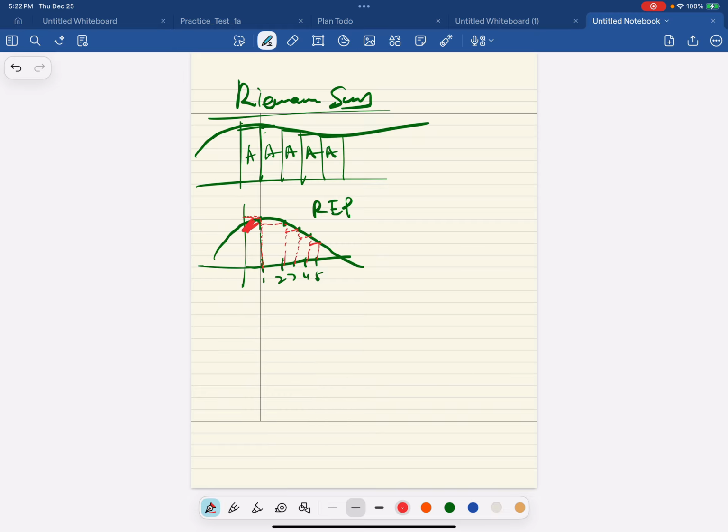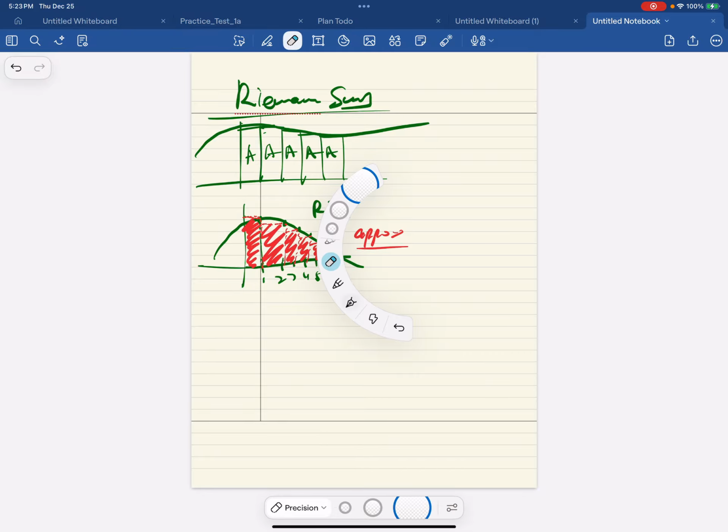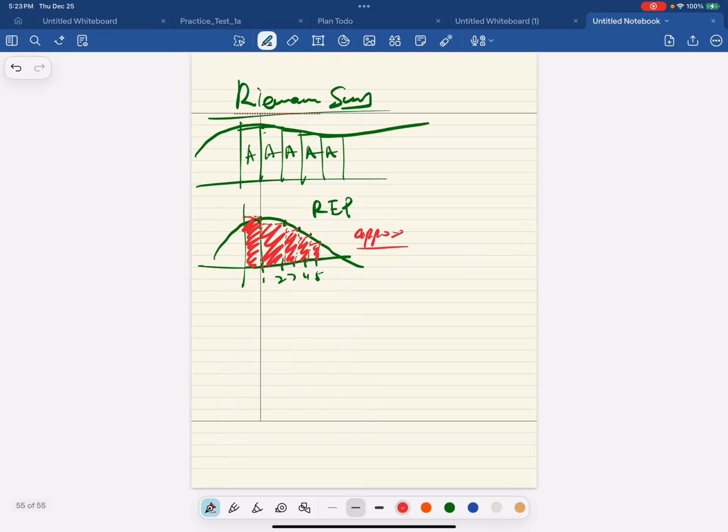And we're going to add those areas together to find the approximate area under a curve. This is the right endpoint. If it's the left endpoint, it's the same thing, just using the left side points. So let's say that's 1, 2, 3, 4, 5. You take the left endpoint.